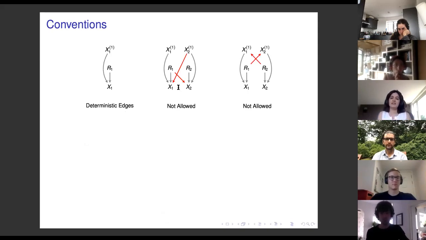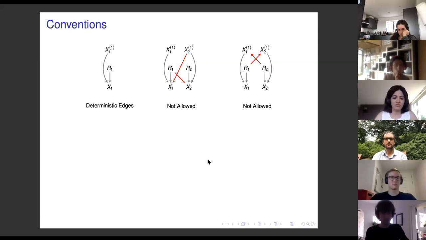So what it means is that each proxy can't really have other counterfactuals or other missingness indicators pointing to them. So it's deterministically defined and they have only two parents. And we are not allowing for directed edges from the missingness indicator to the counterfactual. This is really the other way around.